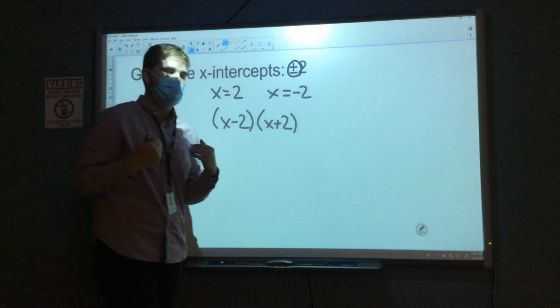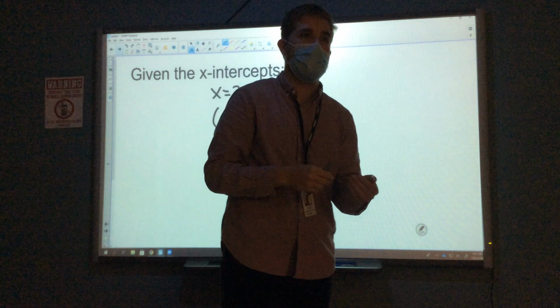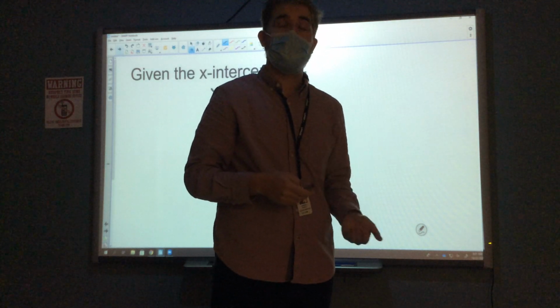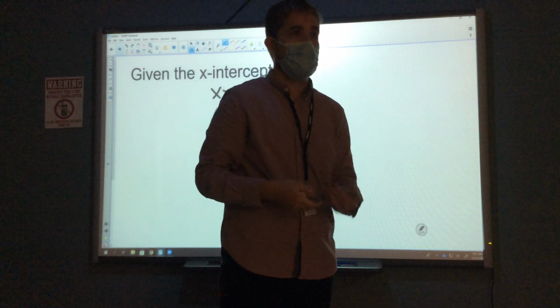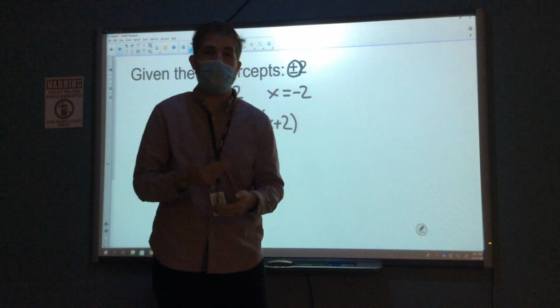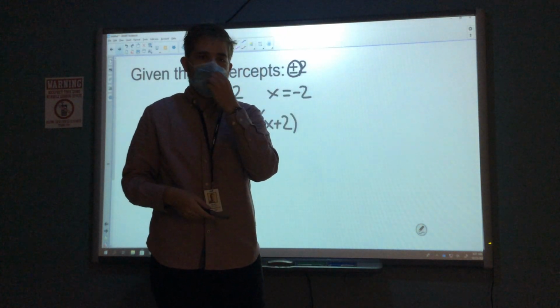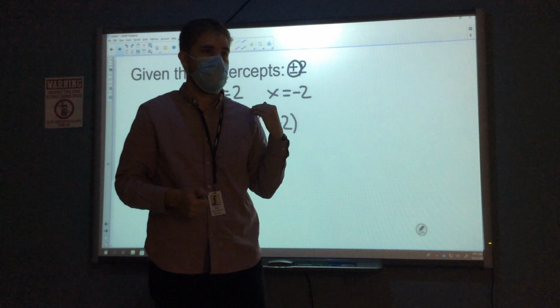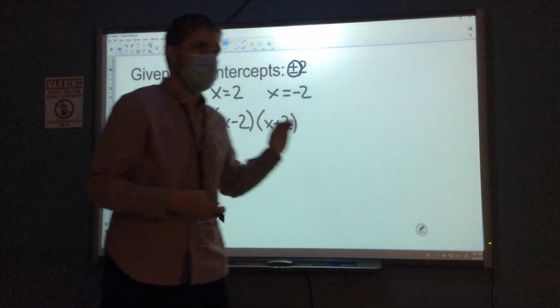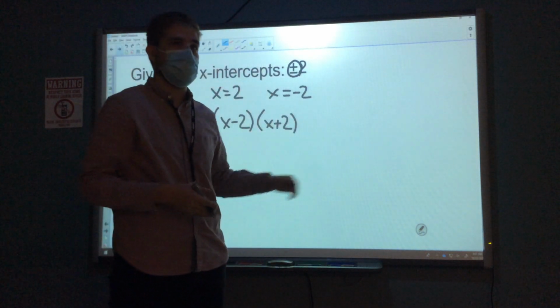Now, there are, at the bottom of your worksheet, some problems with square roots. You don't have to do those. You can try, and if you do, go ahead and give yourself a pat on the back. But most of this worksheet, it's just going to be this. You don't have to worry about the square roots.